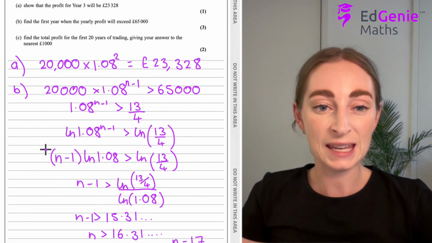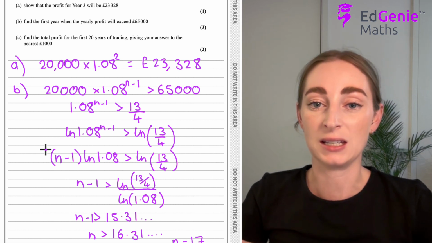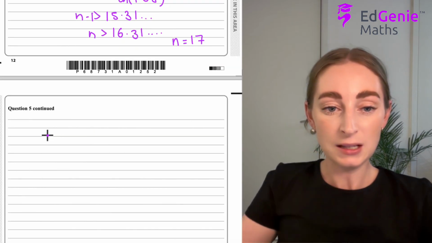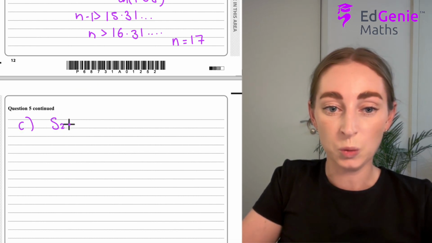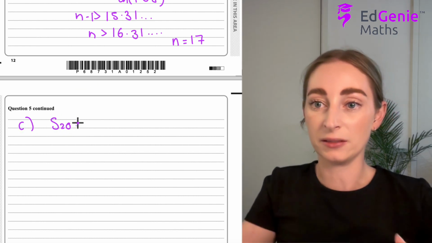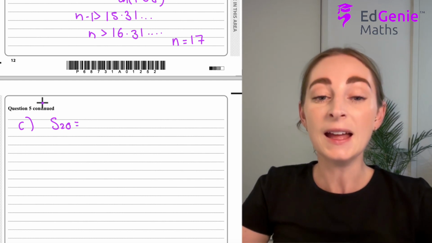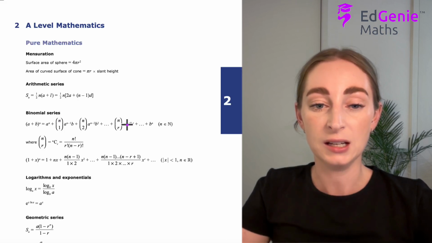So part C, we want to find the total profit for the first 20 years of trading, giving your answer to the nearest £1,000. So for this one, we want our sum of 20 years. Because each year it's giving us a profit, we want the total after 20 years. And this formula that we need is actually in our formula booklet.